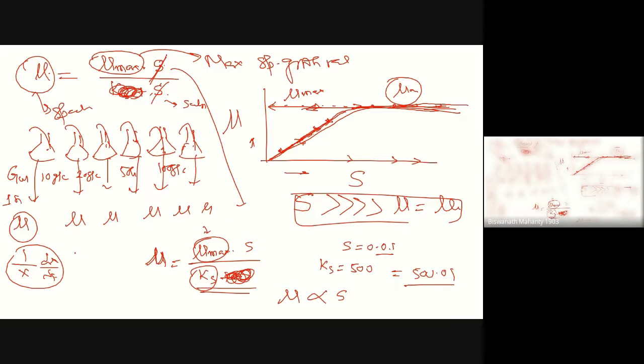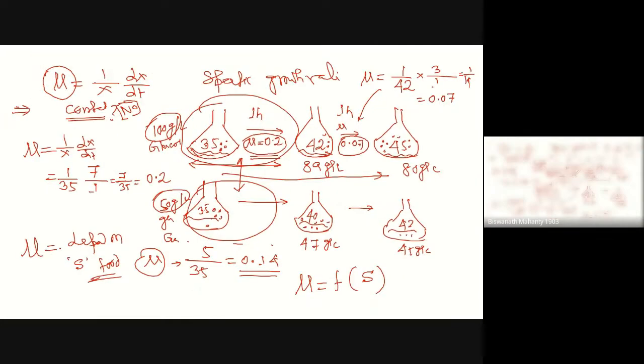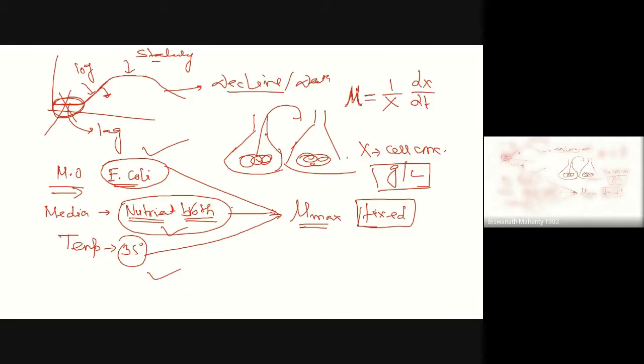Please keep in mind, I was telling, if I know the microorganism, if I know the food, if I know the temperature, pH, all those things, mu max is known. For example, I am telling for E. coli, the specific growth rate in nutrient broth at 35 degrees is 0.6, for example per hour.